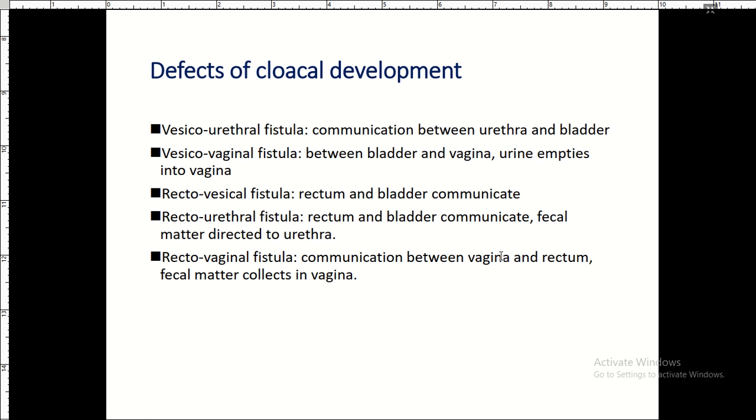We have a rectovesical fistula. That's the fusion of the rectum and the bladder, right? So you can have fecal matter coming through the urethra or urine coming through the anus, right? Good. And then the last one, we have the rectovaginal fistula. That's the communication between the vagina and the rectum. And you can as well have fecal matter collected in the vagina instead of passing through the anus.